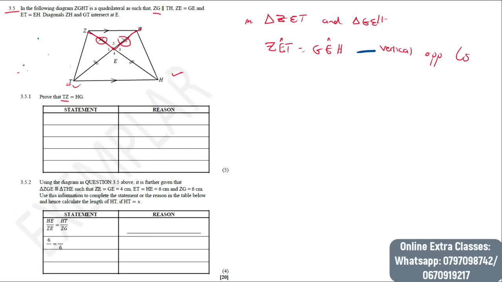So we can say that ZE is equal to GE. And the reason for that, we can say, given. It's given, right? And then we can say TE is equal to HE. Again, we can say it's given, right? Because of this.